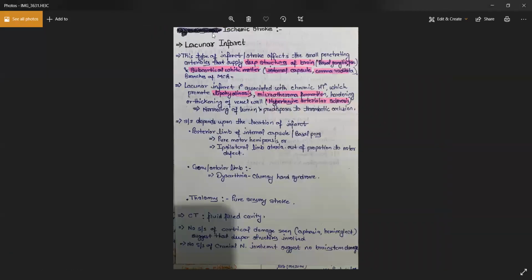This is my lacunar stroke. We have discussed that it affects deep structures like the internal capsule, corona radiata, and other parts. Lipohyalinosis, microatheroma will be formed, and that happens because of the hypertension. Right? These arteries will die. You will either get a pure sensory stroke or you will get a pure motor stroke.